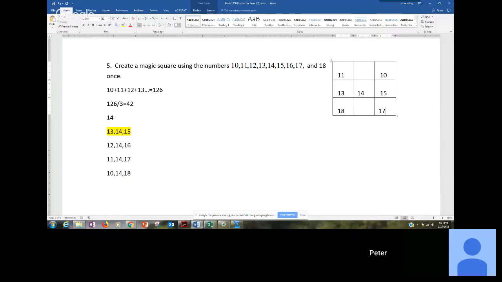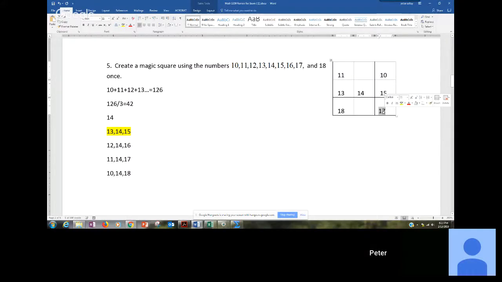So 11, 14, 17. So 10 plus 15 plus 17 is 42, and that actually is. So we might have just lucked into this. Except this one right here, 42 and 18. 18 and 17 can't be across from each other. But if I can move that down there, let's see.